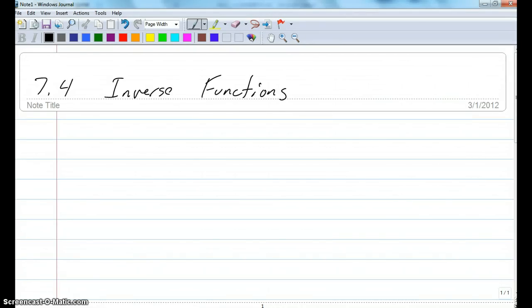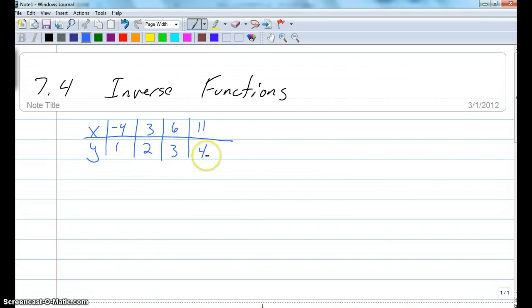7.4 is all about inverse functions. So let's suppose that we just had an imaginary function. I'm just going to make a table of values, x and y. When x is -4, y is 1. When x is 3, y is 2. When x is 6, y is 3. And when x is 11, y is 4. Now, don't bother trying to figure out how I came up with this.